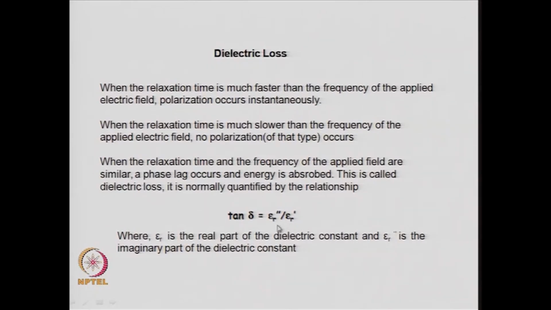The ratio of these two gives you the dielectric loss, also called the tan delta, and this quantity tan delta, or dielectric loss, is as important a property, because it tells you that energy is absorbed, it is lost from the system. So, this loss in energy is what we are calling dielectric loss here, and is given by this equation.